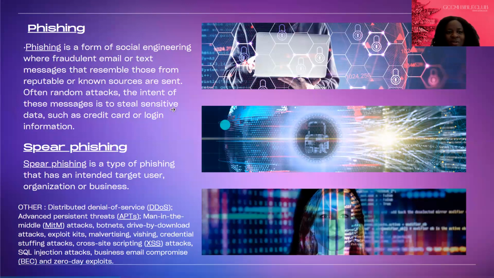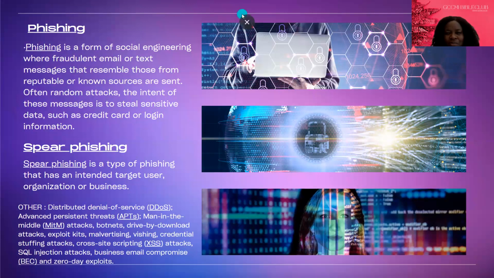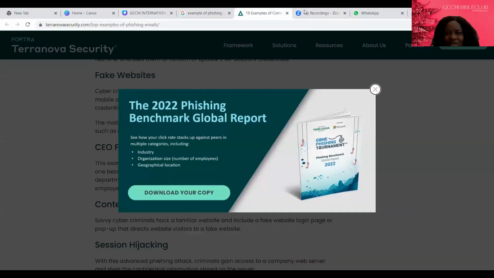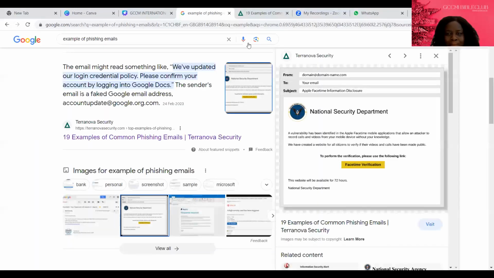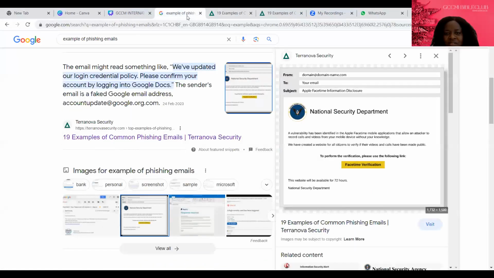So phishing. Now I'm going to show you another example of phishing. So you already know, ma. Don't let me waste time, because people will be checking. So can you see my screen, ma? You can see Google? Yes, ma, I can see Google. Okay. So this is an example of phishing. Can you see this is an email? I'm using an image as an example of a phishing email.